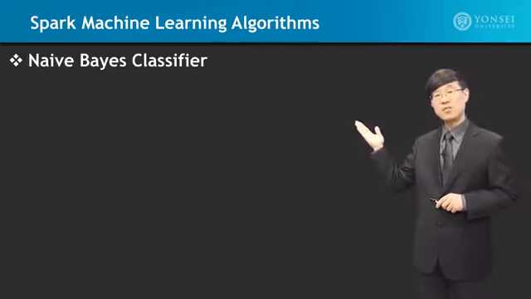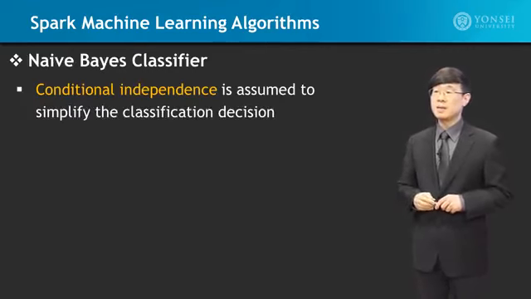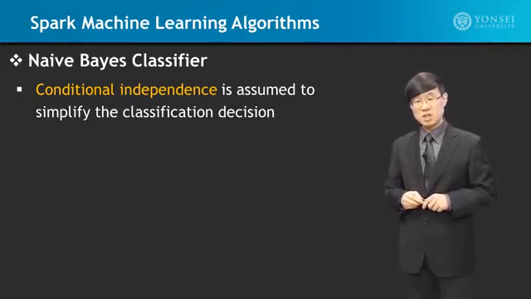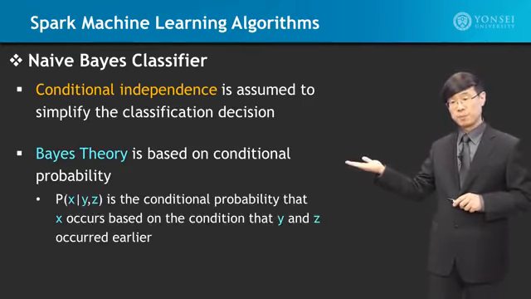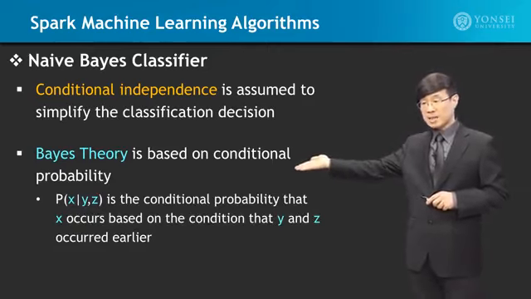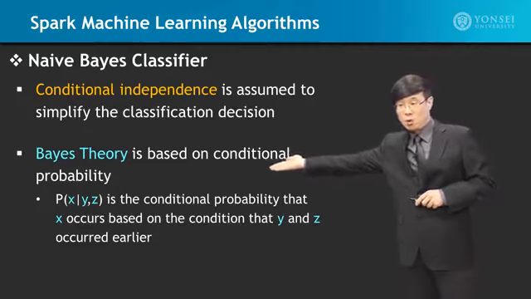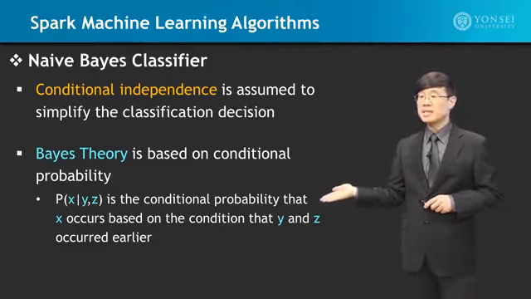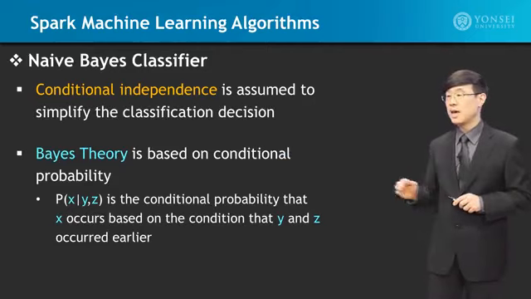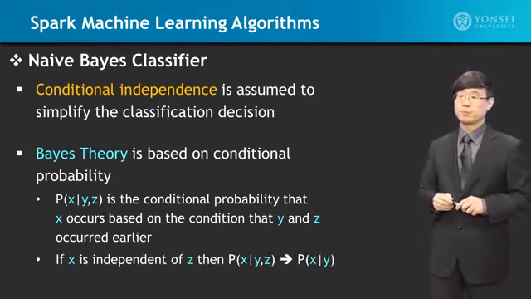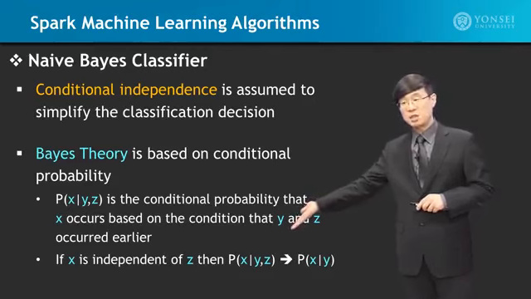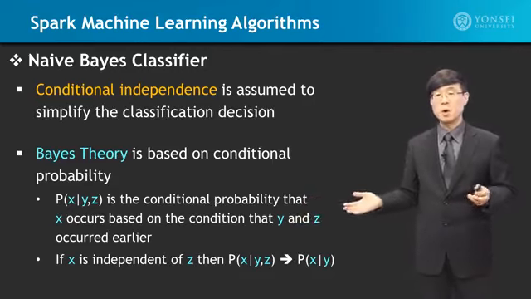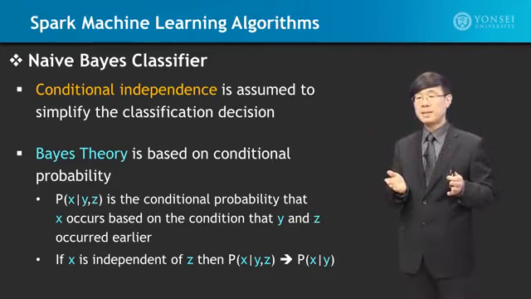We will now look into the naive Bayes classifier. Conditional independence is assumed to simplify the classification decision in naive Bayes classifying algorithms. What do you mean? Well, Bayes theory is based on conditional probability. Let's look at a conditional probability of X given Y and Z. That's written over there. This is a conditional probability that X occurs based on the given condition that Y and Z occurred earlier. If X is independent of Z, then Z doesn't need to be in the conditional area. It can be removed like you see right here. So removing a variable can be based on its independence.